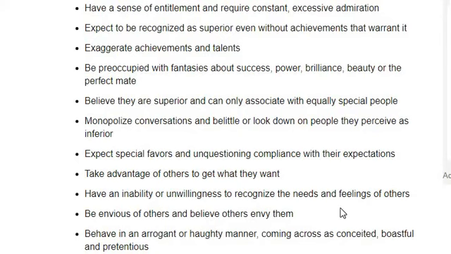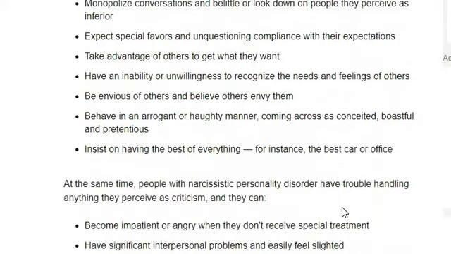They expect special favors and unquestioning compliance with their expectations. They take advantage of others to get what they want. They have an inability or unwillingness to recognize the needs and feelings of others. They're envious of others and believe others envy them. They behave in an arrogant or haughty manner, coming across as conceited, boastful, and pretentious. And they insist on having the best of everything, for instance, the best car or office.